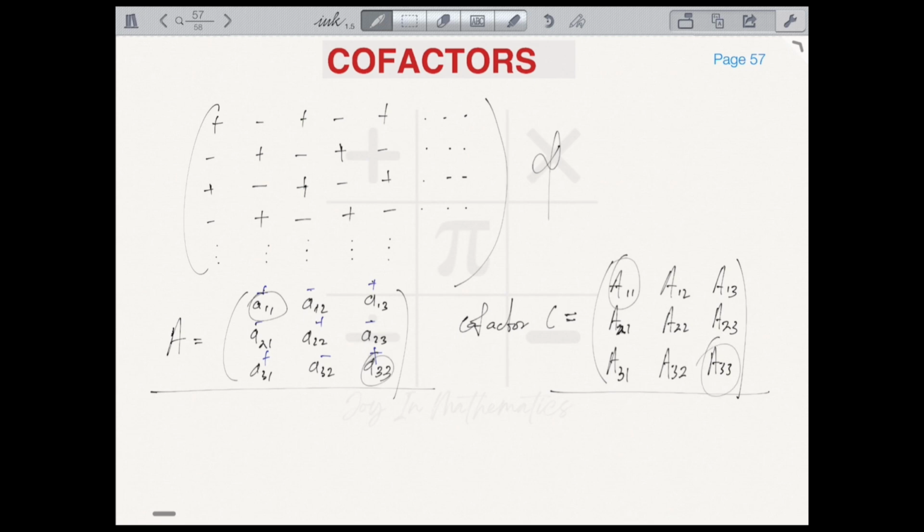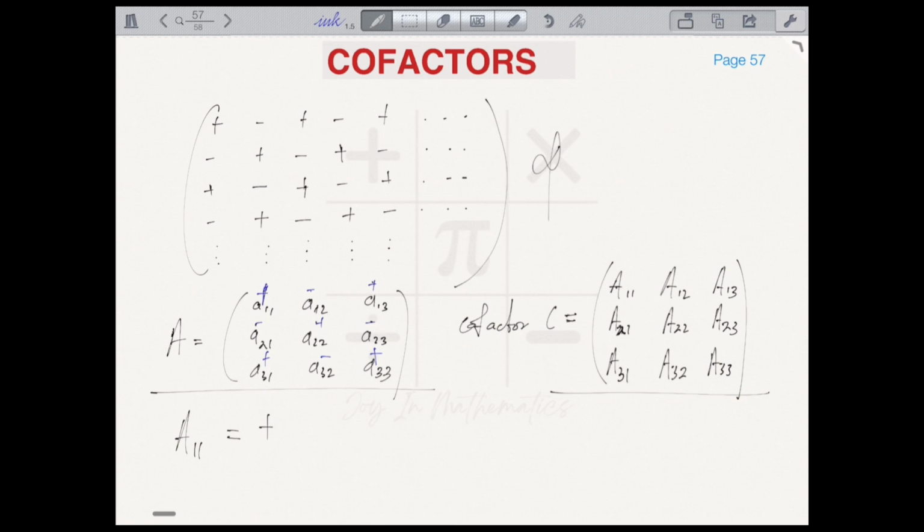A33, cofactor A33; A32, cofactor A32. The question now is, how do we evaluate the values of the cofactor of each element? Let's consider the first one, A11. The first thing we do is to add the place signs. The place sign for the first row, first column is positive. Okay, let's write it down.